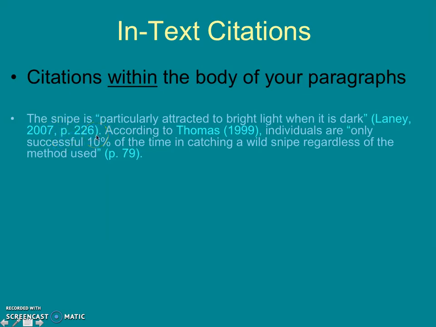Now I'm going to show you how it's done maybe a little bit differently when you use the author's name or names in a sentence. So according to Thomas, and then look at this, here's the date right after Thomas's name in parentheses. Individuals are, and here's the quote, "only successful 10% of the time in catching a wild snipe, regardless of the method used." End of quote, and then in parentheses, P period for page and 79. Notice the period is on the outside of the parentheses here.